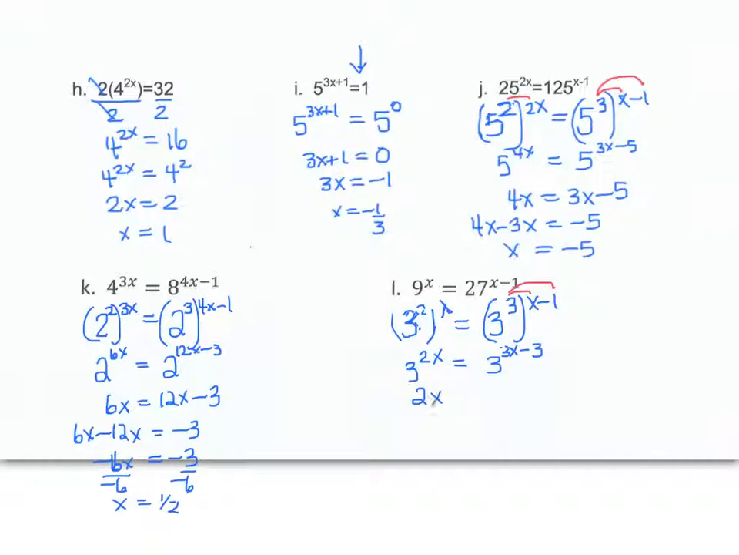Set the exponents equal and solve. Start by subtracting 3x from both sides. That gives us negative 1x equals negative 3. Divide both sides by negative 1, so x is equal to 3. And that concludes your lesson.